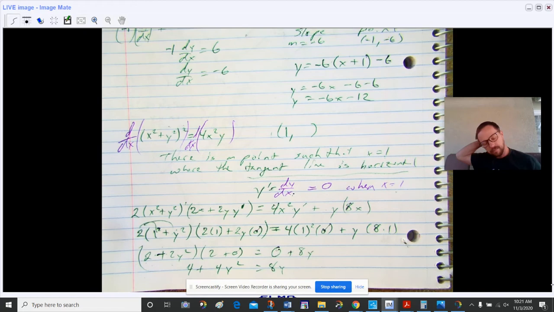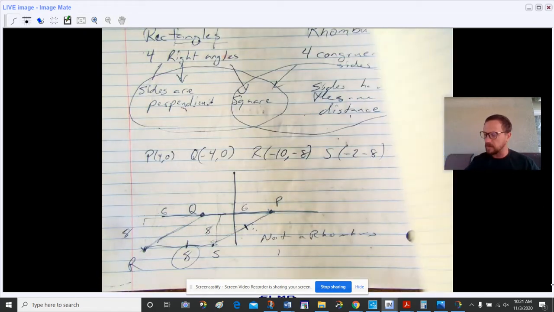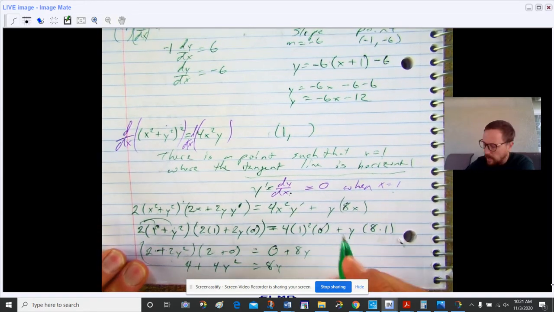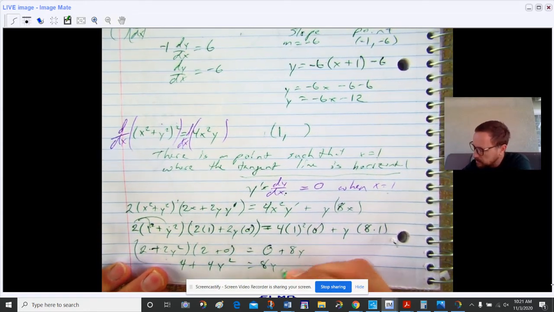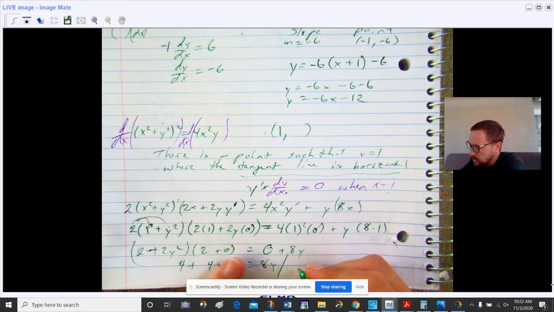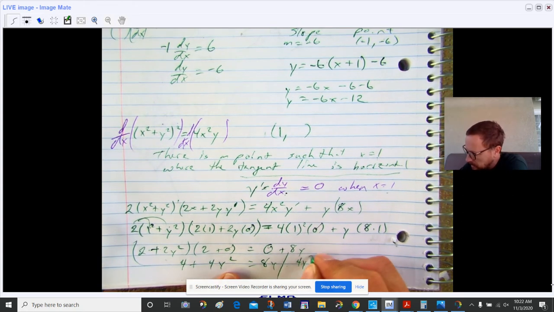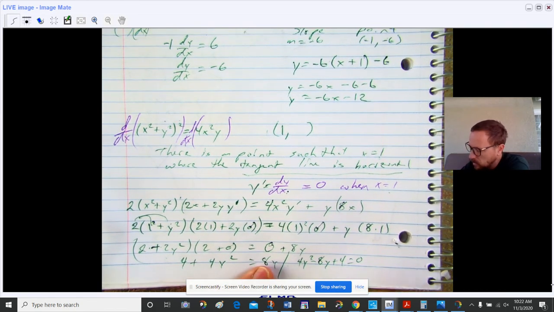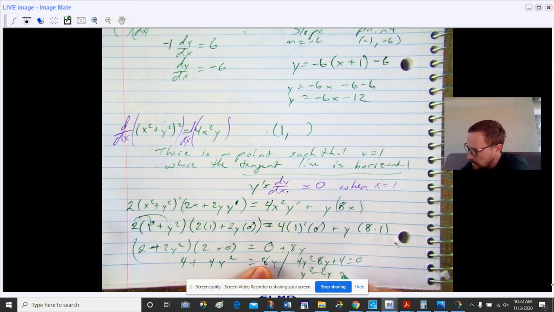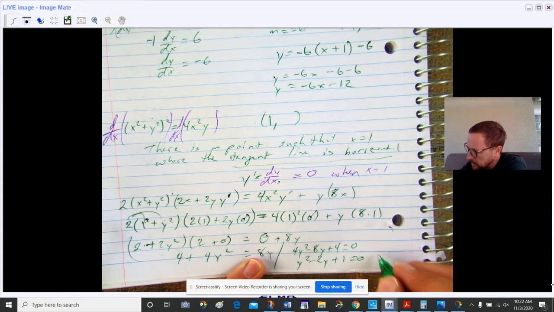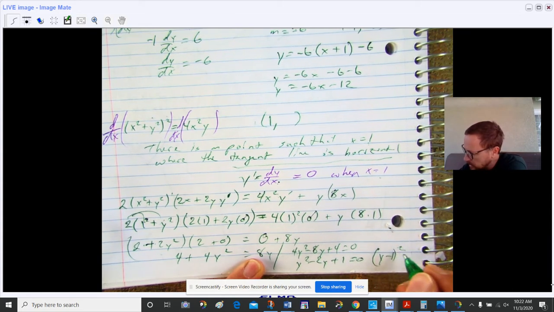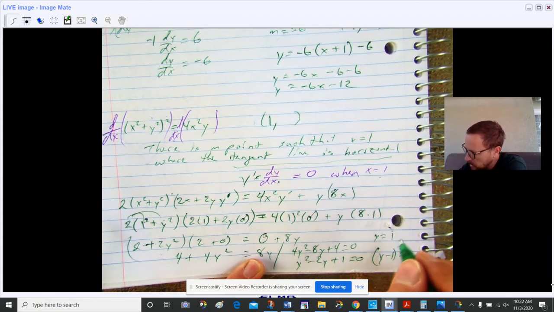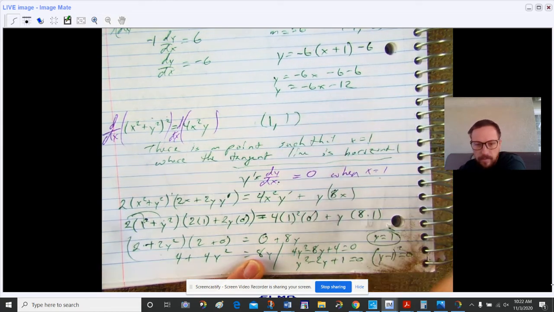And what kind of equation is that? That's a quadratic equation. In order to solve a quadratic equation, you've got to get everything on one side. And so we'd end up with 4y squared minus 8y plus 4 equals 0. Or we divide everything by 4. We'd have y squared minus 2y plus 1 equals 0. Now we factor that, we end up with y minus 1 squared equals 0. So y equals 1. So at that point, 1, 1.